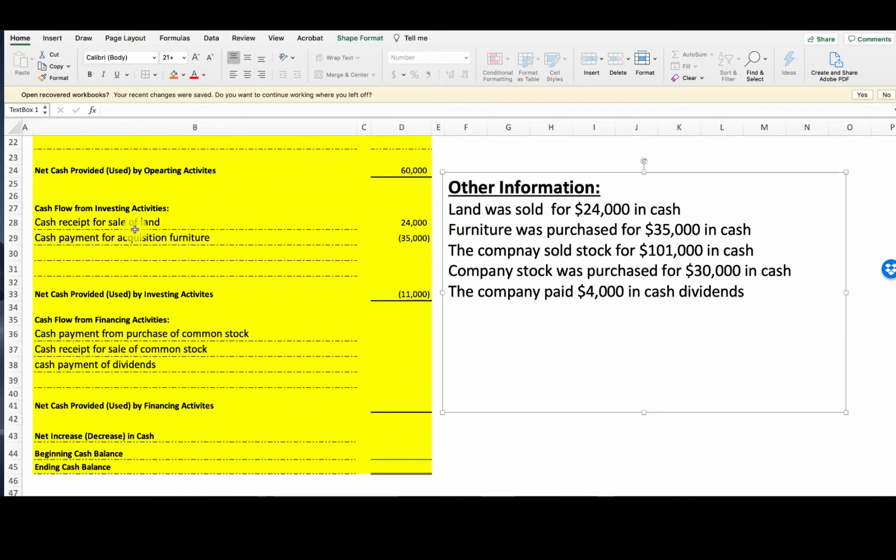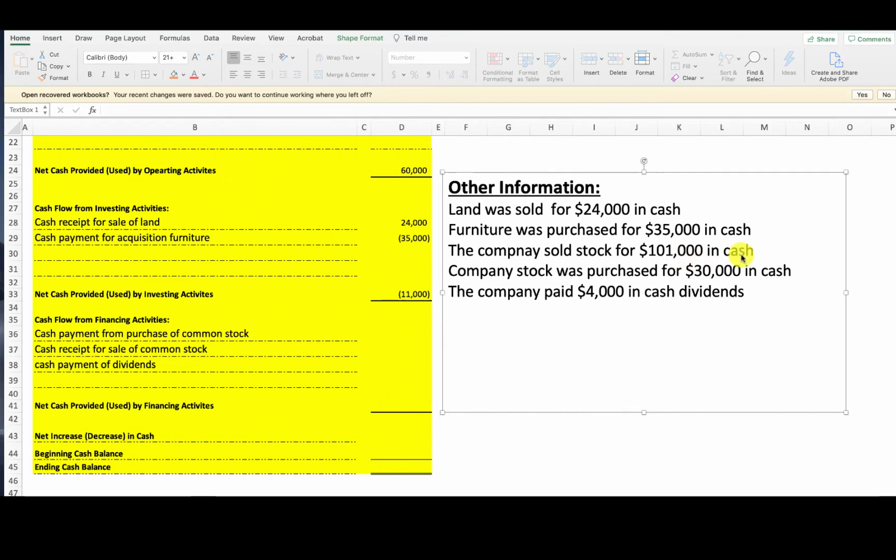Okay, so here we have already done land. We used land in investing activities and furniture in investing activities, so we don't use those anymore. And now we're down here to the company selling stock, right? So it says this company sold stock for $101,000 in cash, right?